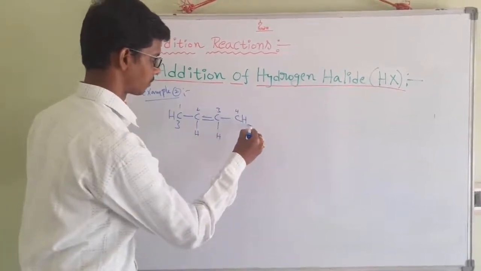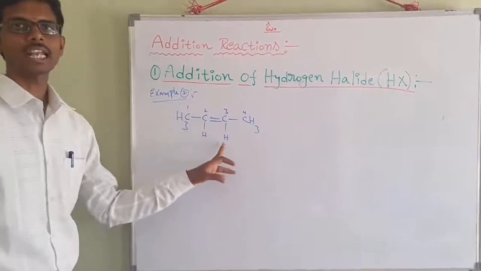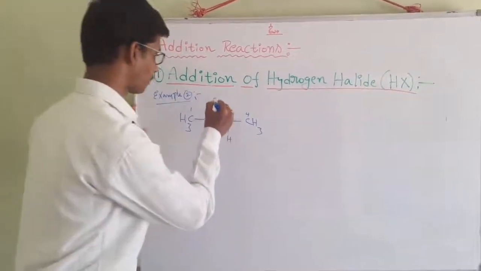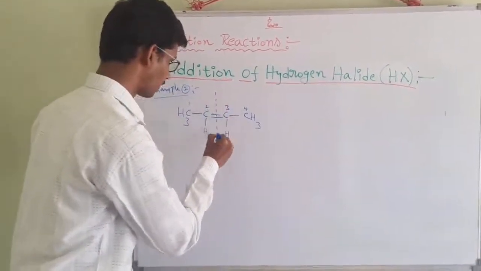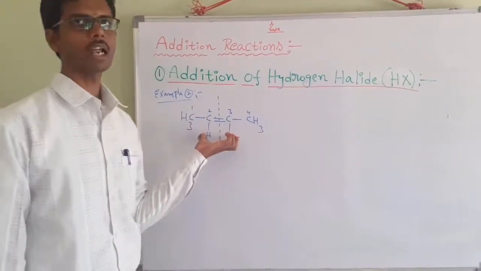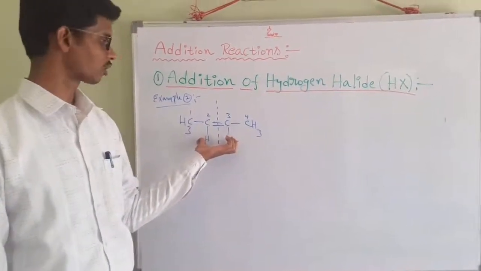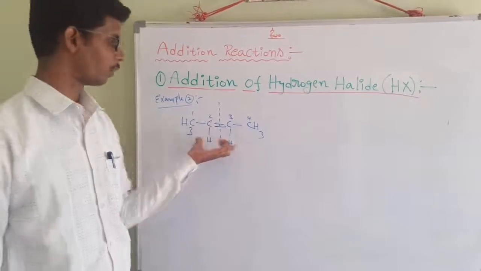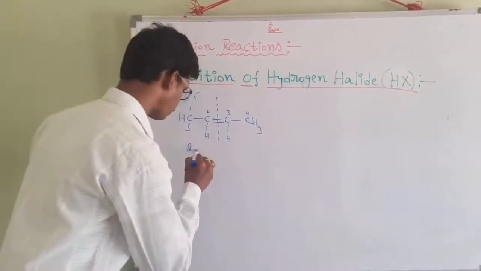Next CH3. This is also a symmetrical alkene. Why? Because suppose for example when you divide in this middle part, it gives rise to 2 equal halves. That is nothing but this is also a symmetrical alkene. What is its name? 2-butene.